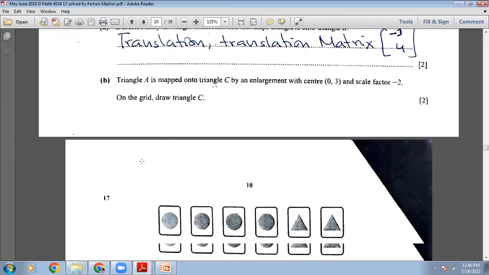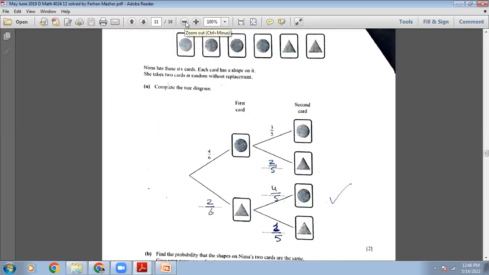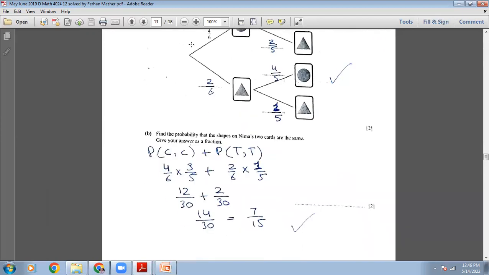I hope you understand. Let me show you my answer. So here you can see I have written the probability of all the arrows, all the events on the tree diagram. Okay, so now we will go to the next part.